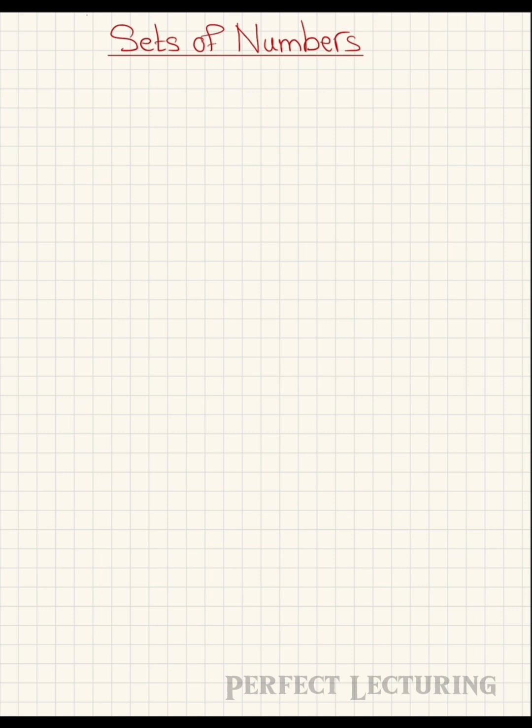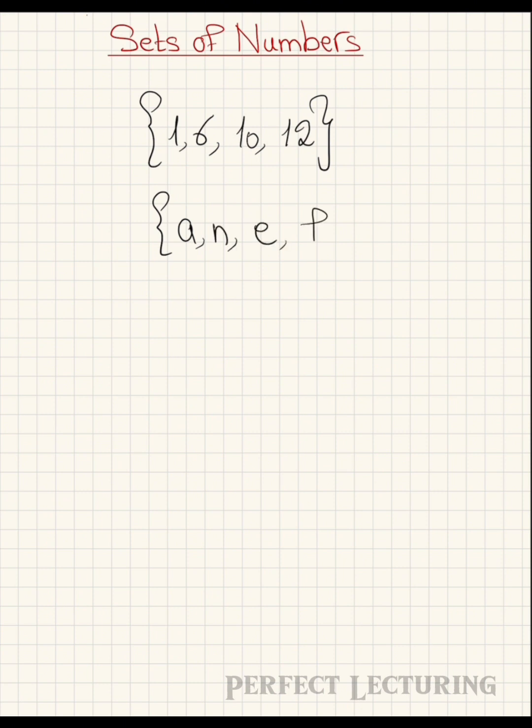Well, a set is simply any collection of objects. These objects could be numbers, could be letters, could be words, anything. For example, you might have something like 1, 6, 10, let's say, and 12. That is a set. Or you might have something like A, N, E, for example, and F. So that is also a set.